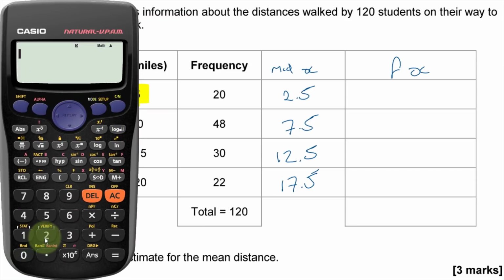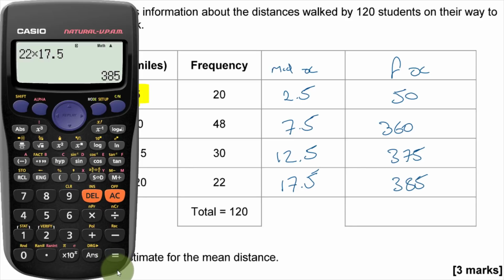So grabbing the calculator, 20 times 2.5, that gives me 50. 48 times 7.5 is 360. 30 times 12.5, 375. And 22 times 17.5 gives me 385. Okay, and then just need to add all those up to get a total.